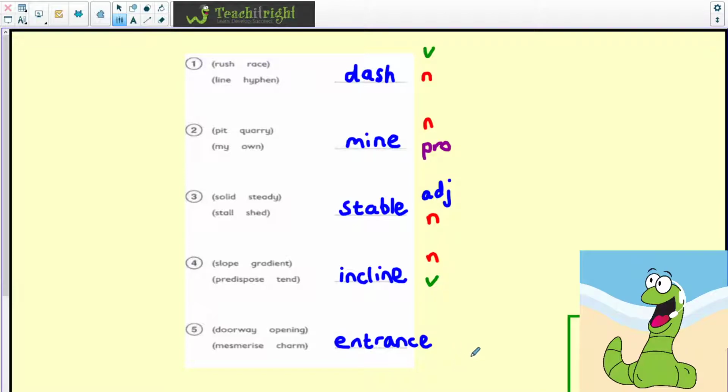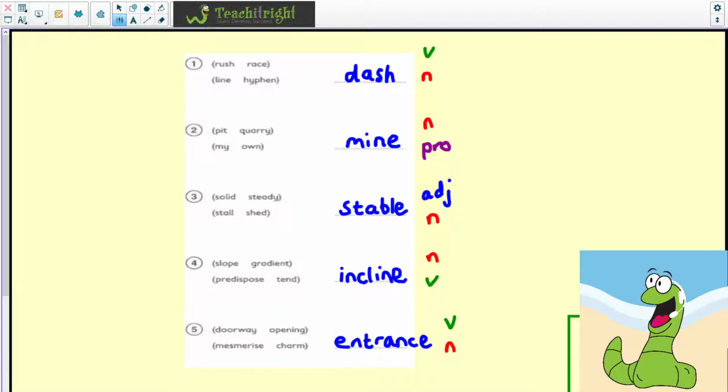And then we've got entrance. So that can be a verb, and that could be to mesmerise or charm, but also a doorway or an opening. Of course, that would be a noun.